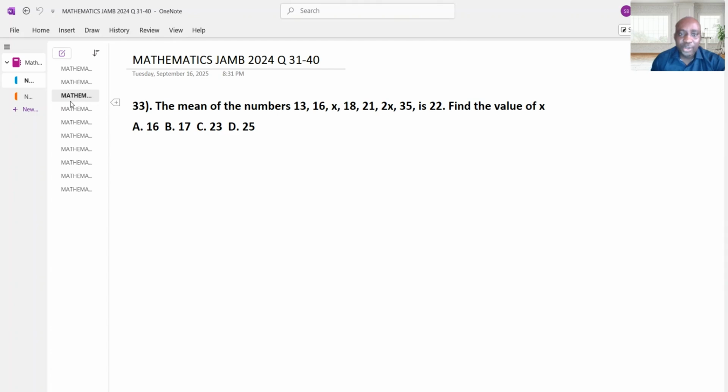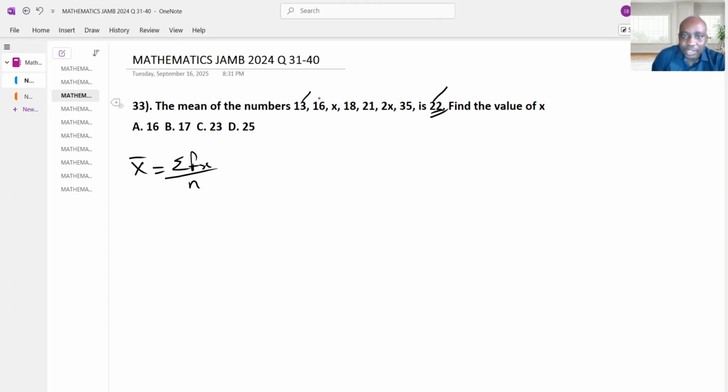The mean of the numbers 13, 16, x, 18, 21, 2x, 35 is 22. Find the value of x. This question has given us the mean. What is our mean? 22. Now, this is the formula for the mean: summation of fx divided by n. This is the formula we are going to use. We are going to add all of these and divide by the total number of them.